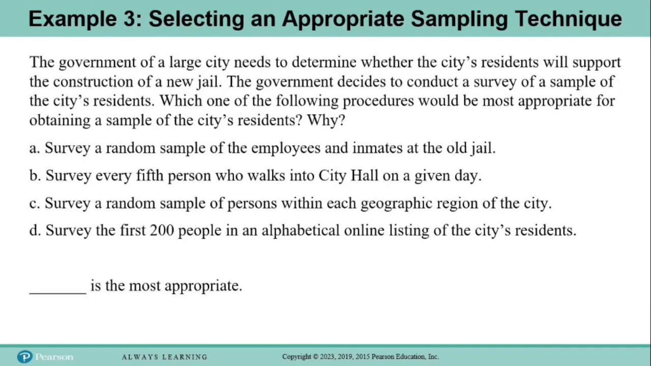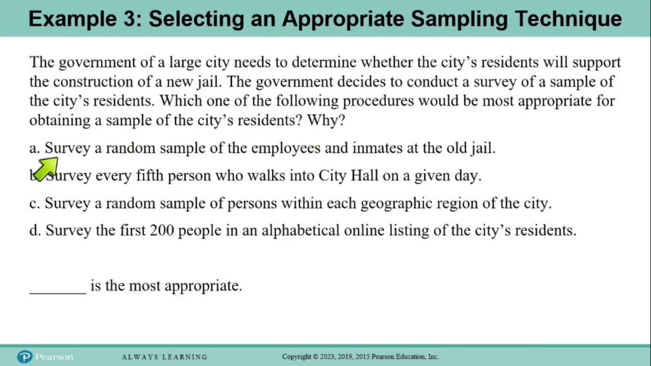So here's example 3. It says, the government of a large city needs to determine whether the city's residents will support the construction of a new jail. The government decides to conduct a survey of a sample of the city's residents. Which of the following procedures would be most appropriate for obtaining a sample of the city's residents and why?